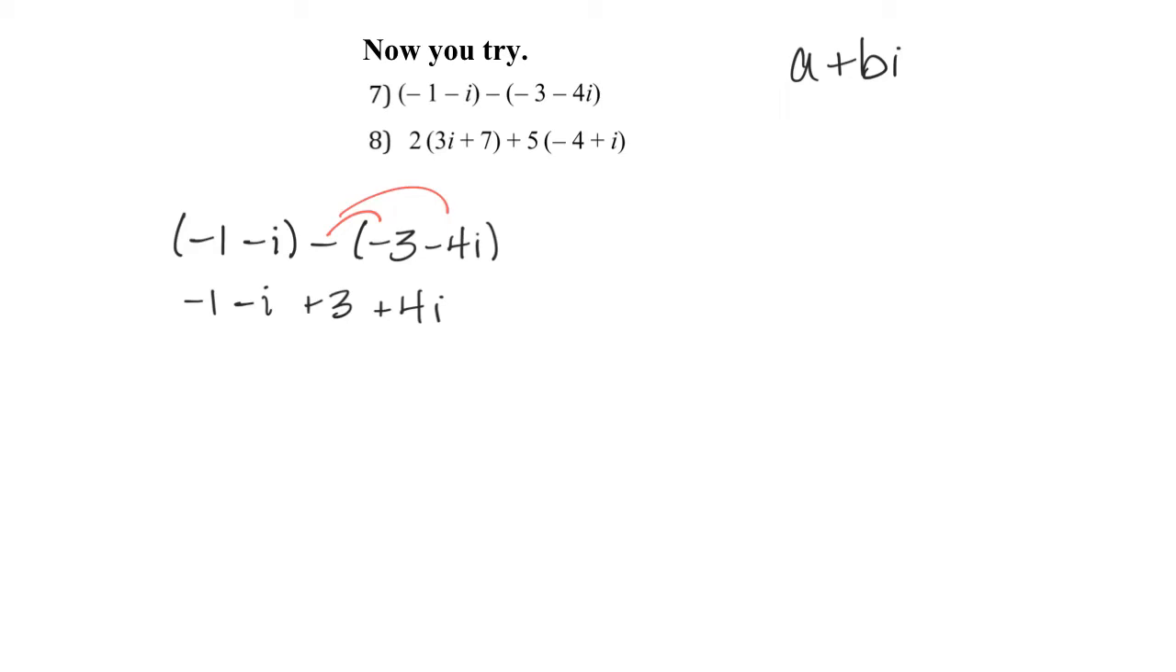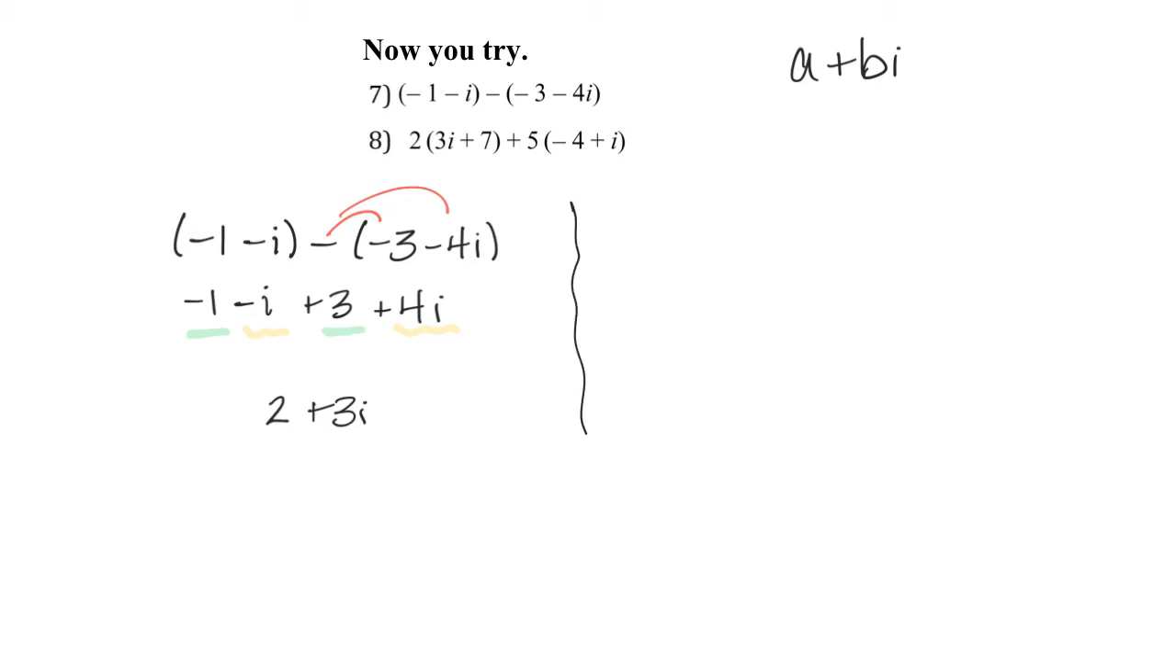Let's look at those values. I have a real component here and an imaginary component here. So that's going to give me 3 minus 1, which is going to give me 2. And 4i minus 1i is going to give me 3i.